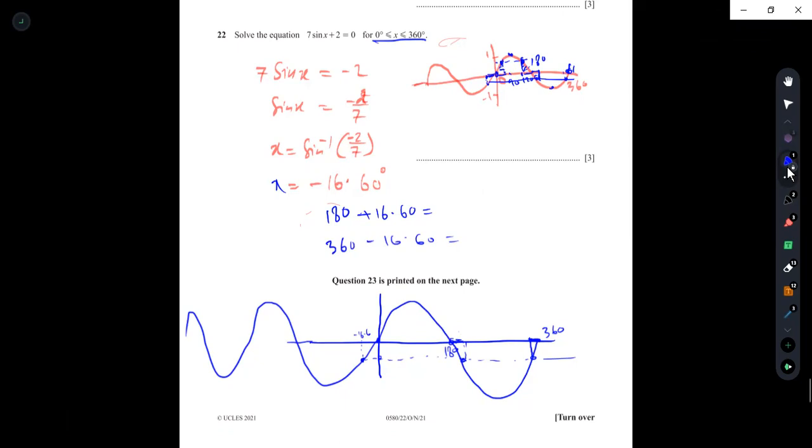So the first answer will be 196.6 to one decimal place. And the second answer will be 360 minus 16.6, which is 343.4.